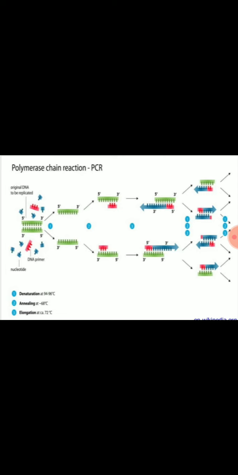Yes. First is the denaturation at 94 to 96 degrees Celsius. Two strands of your gene or DNA are separated. Then next is the annealing. Annealing means joining of the primer. It is done at 60 to 66 degrees Celsius where the primer is attached, and further the elongation step. The elongation step is done at 72 degrees Celsius. In these steps, the nucleotide is added by the Taq DNA polymerase enzyme.